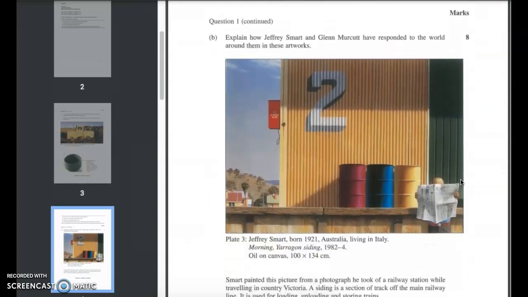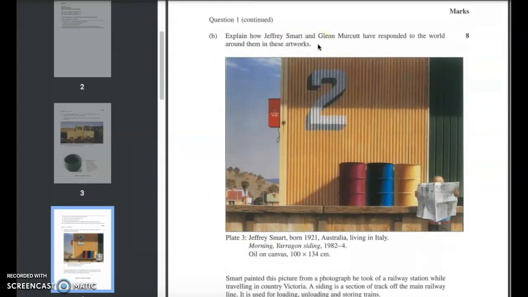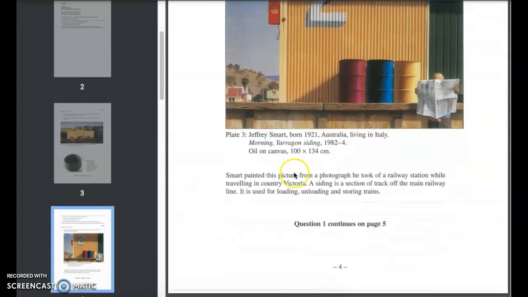Let's go to the next one. Explain how Jeffrey Smart and Glenn Mercat have responded to the world around them in these artworks. So just looking at what we were talking about before, explain is our signpost word, how the 2 artists have responded to the world around them in these artworks. So we know we need to talk about the artists, that's our first layer, possibly talking about their artist practice. That could be the conceptual framework. It could be the why of their artist practice. It's up to you. Now let's take a look at the information.